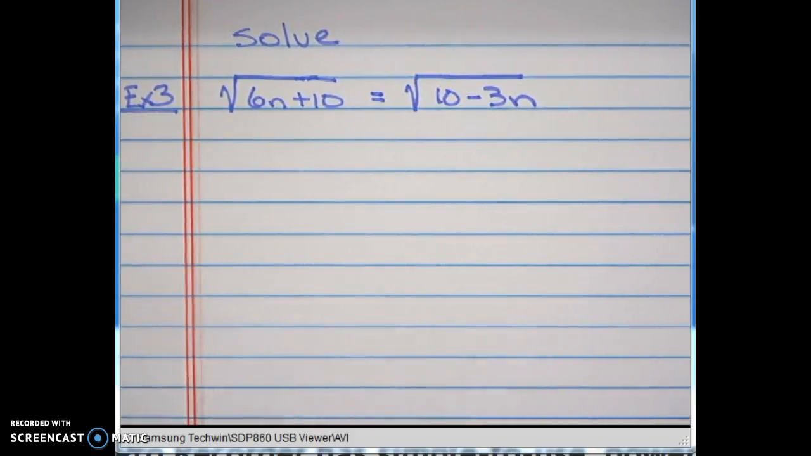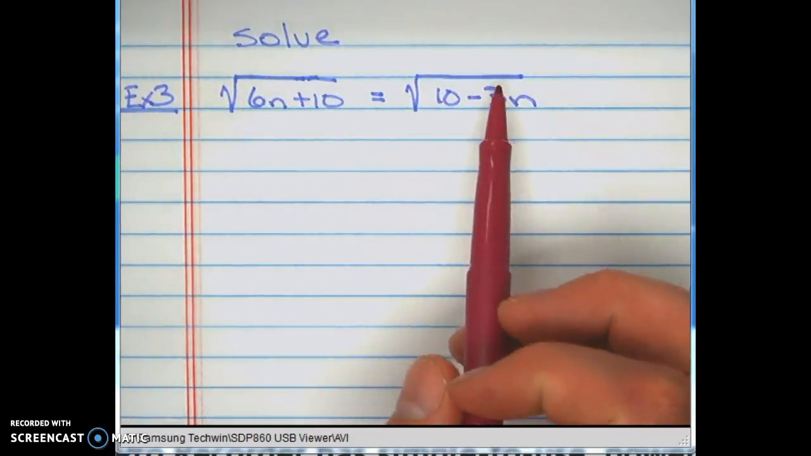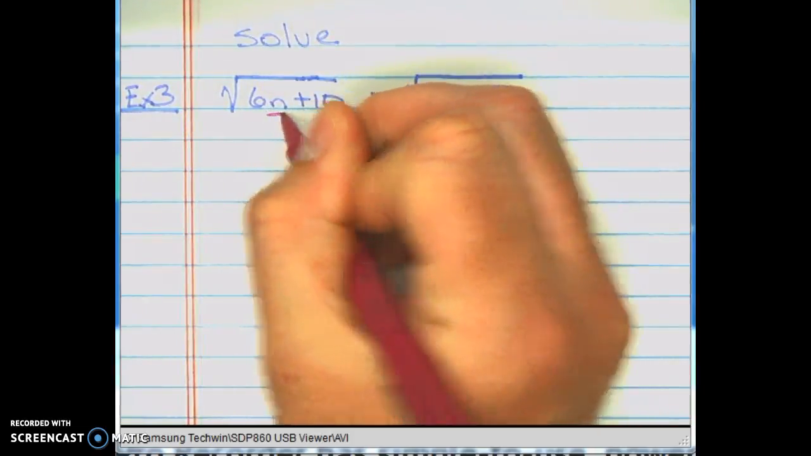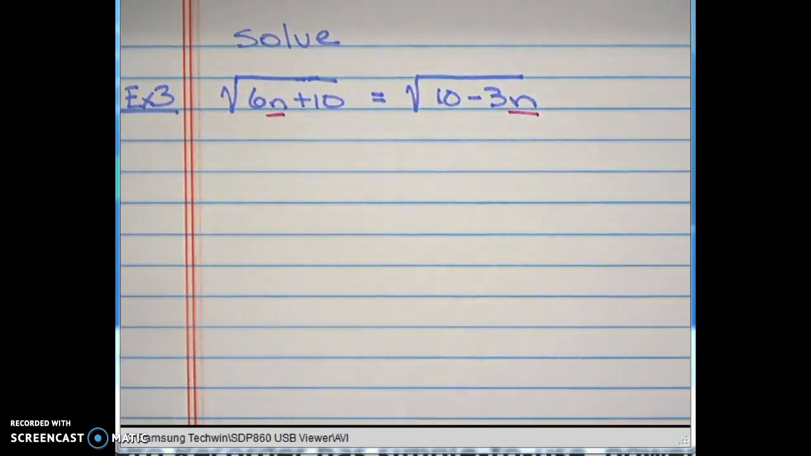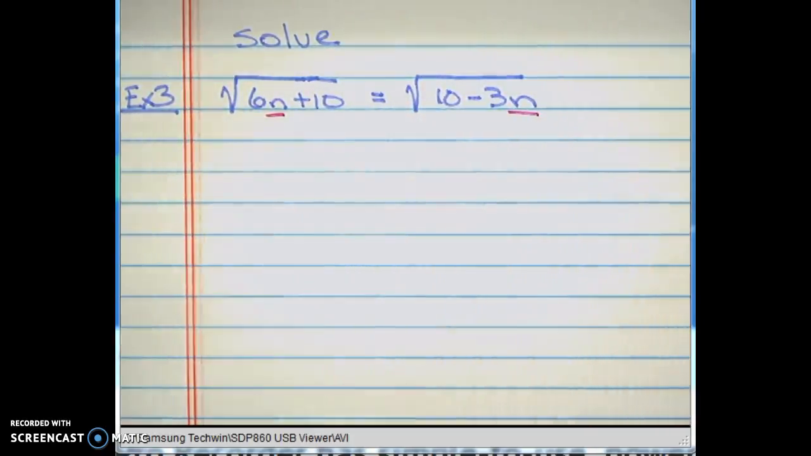So we're looking at a problem that says square root of 6n plus 10 is equal to the square root of 10 minus 3n. The first thing you should notice is there's now square roots on both sides of the equal sign. We also have n's in two different places. So those are the two things we want you to notice: we have variables on both sides of the equation, and both of them are stuck under the square root sign.